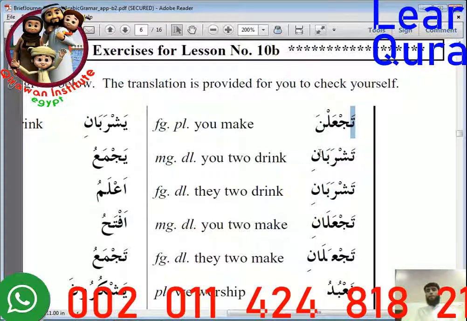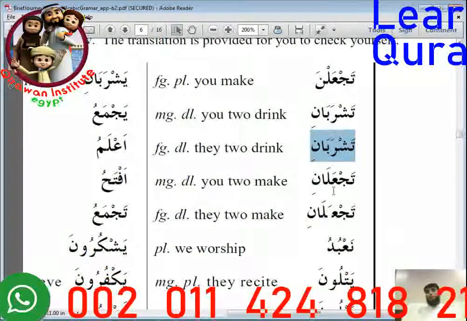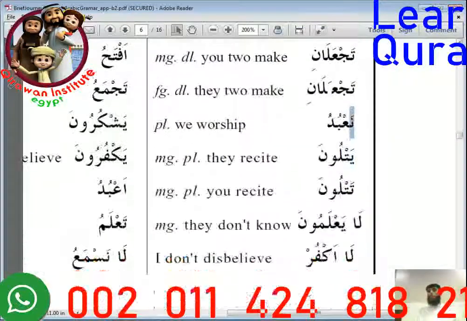Okay? And then this tashrabani, so the alif noon ending tells you, okay, it's talking about two persons. Right? And this ta is telling it is the second person, the tashrabani, meaning male gender dual, you two drink, or female gender, you two drink, because it's the same form, regardless of whether it's male or female. So it's straightforward. And then taj'alani, same thing, exact same patterns. Na'budu, we worship, because there's nothing at the end, and you have a noon beginning, so it's straightforward as we. Yatluna, waw noon for plural, ya for third person, and then you have the root for tilawa, to recite. Tatluna, you recite, yatluna, they recite, and so on and so forth.